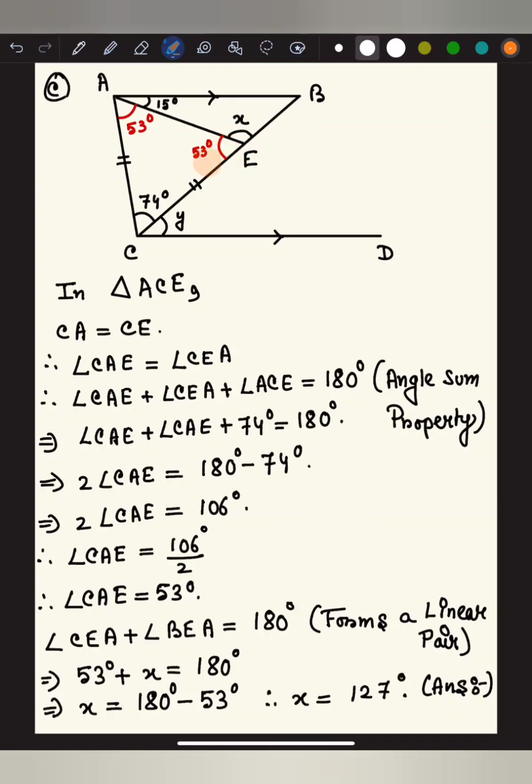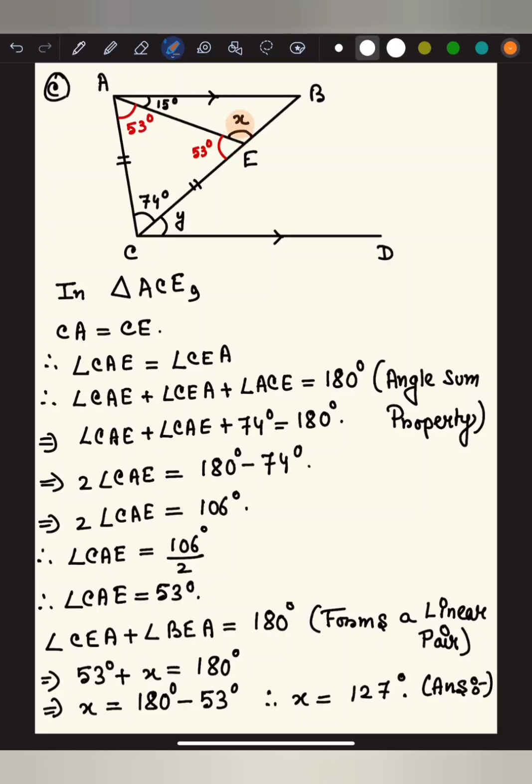Now look at this entire angle. This angle and this angle x form a linear pair, okay? That means the sum of these two angles is equal to 180 degree. Therefore, since this is 53 degree, this angle x will be equal to 180 degree minus 53 degree, that is equal to 127 degree. Got it? So that is how we find out x.